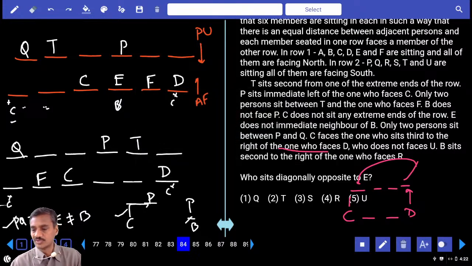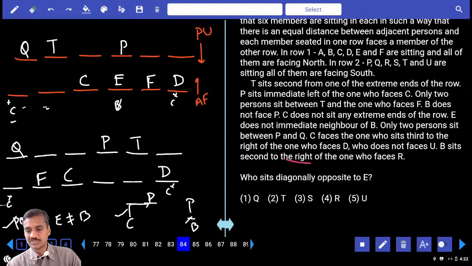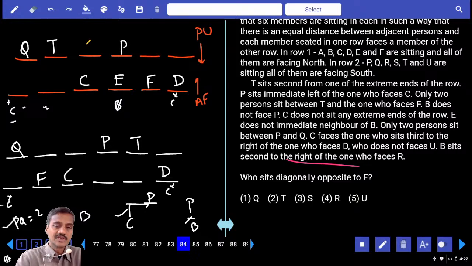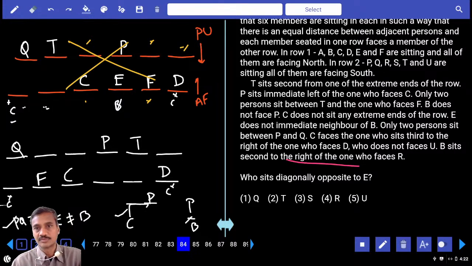Any other information we have left over here? And B sits second to the right of the one who faces R. B is seated second to the right of the one who faces R. R's opposite, second right, is B. If you take R here, R's opposite, second right, B must be here. R cannot be here. This case is completely ruled out, isn't it? Then R's opposite, second to the right, is B.